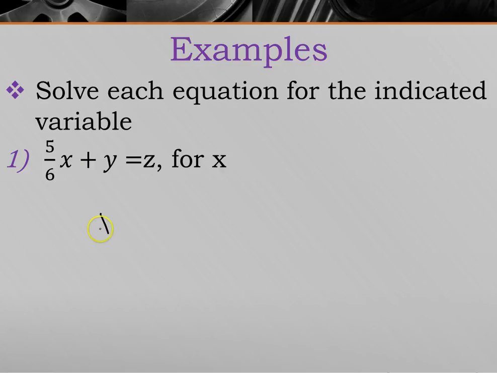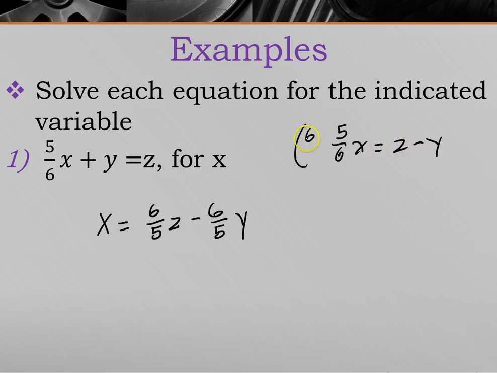Alright, if you do this properly, you should find x will equal 6/5 of z minus 6/5 of y. You have a couple different choices to solve this. Probably the easiest thing to do is subtract y first. You can get 5/6 x equals z minus y. And then multiply both sides by 6/5, the reciprocal, to get rid of the 5/6, and that's how we get 6/5 z minus 6/5 y. There we go.